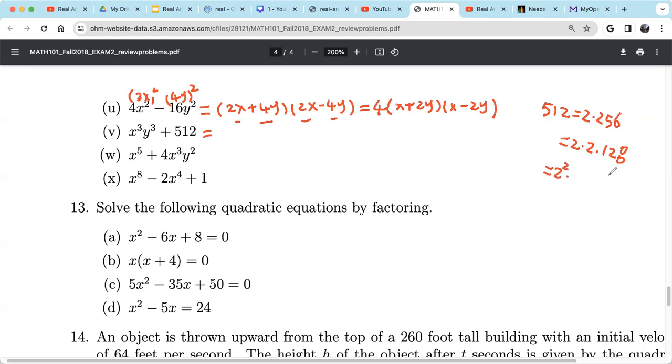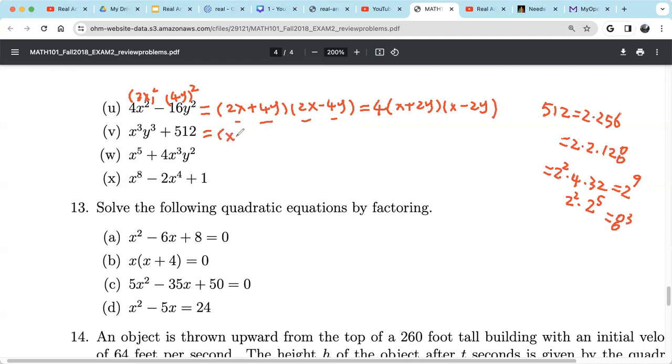Then I have 2 squared times 128 divided by 4, right? That's 32. Also, 32 is 2 raised to 5, and 4 is 2 squared. So same base, we combine the exponents: 2 plus 2 plus 5, 9. So 512 is 2 raised to 9. Or actually, we only need a cube. Right? It can be written as 8 cubed... as 8 raised to 3. Right?